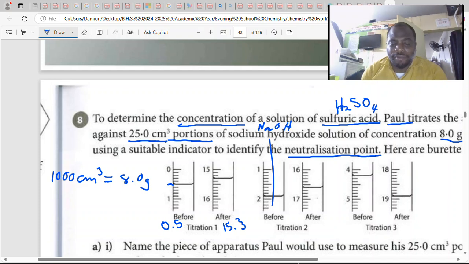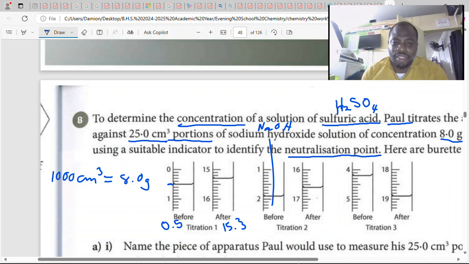Sir, wait. You said the unknown substance is in the burette? Yes. Because what you would always do is to use the pipette. You pipette the 25 centimeter cube, in this case, of the solution that you know the concentration of, which was the sodium hydroxide. So it is actually the sulfuric acid that you don't know the concentration of that is placed in the burette.